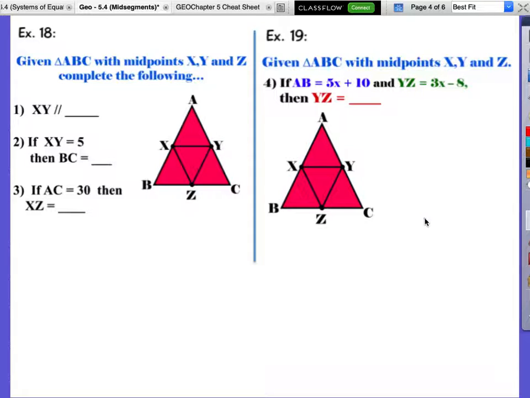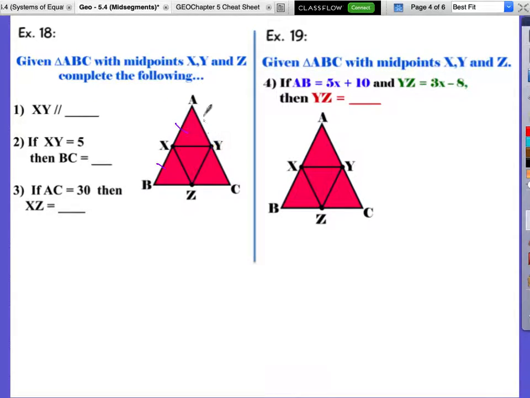So given triangle ABC, that's this big triangle, right? We have all these other triangles in here. Kind of looks like a triforce from Legend of Zelda if you're a nerd like me. Let's just say this big triangle ABC has midpoints X, Y, and Z. How can we mark X, Y, and Z to be midpoints of this big triangle? Like if X is the midpoint of AB, you'd put a dash here and a dash here.